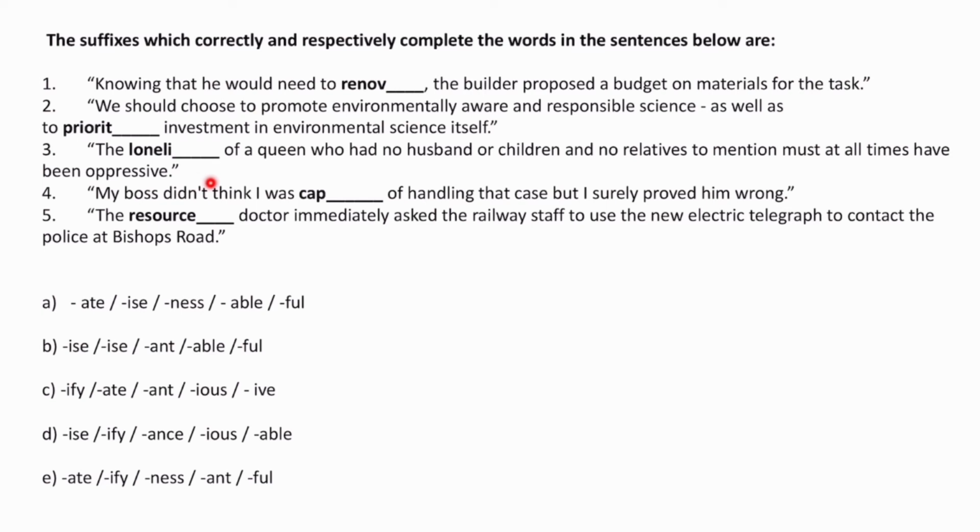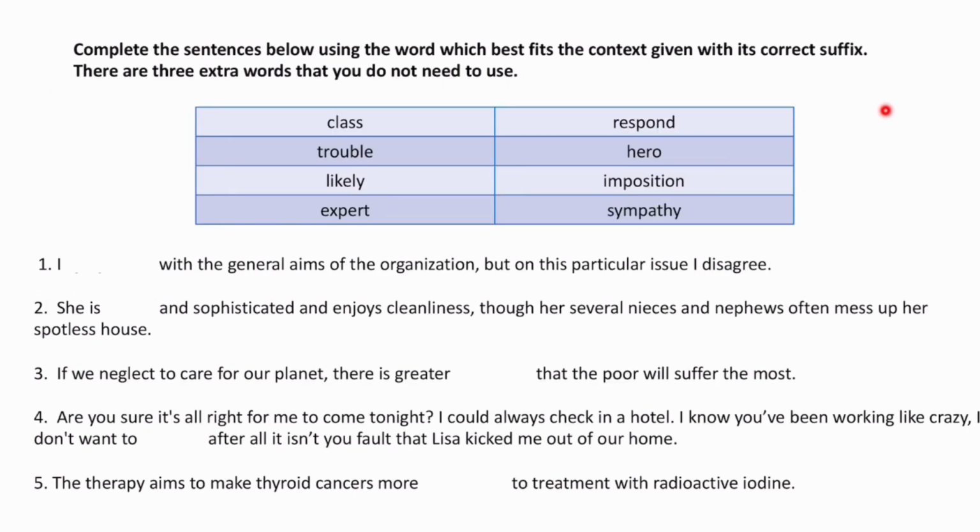4. My boss didn't think I was capable of handling that case, but I surely proved him wrong. 5. The resourceful doctor immediately asked the railway staff to use the new electric telegraph to contact the police at Bishop's Road. So, A.